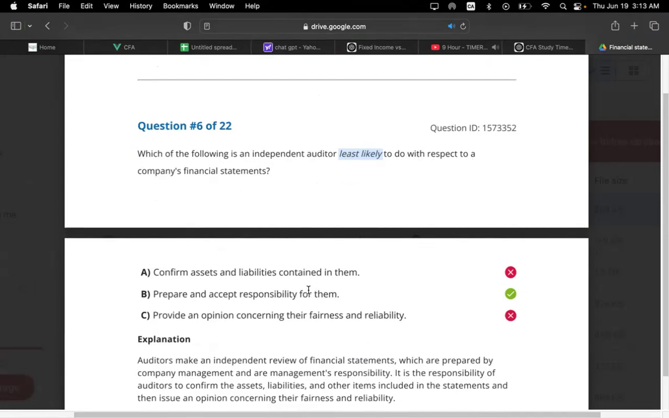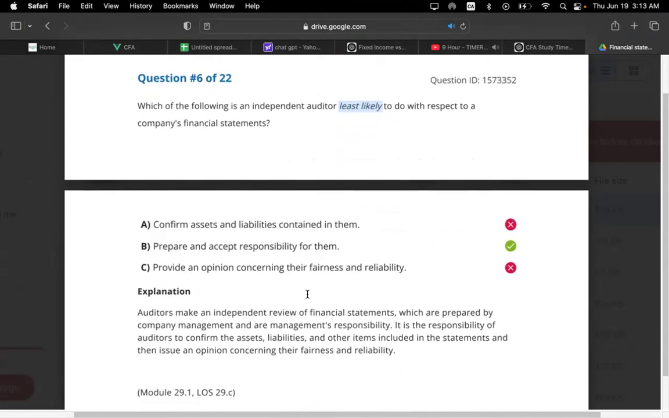The responsibility is of the management. The auditor can only provide reasonable assurance. We can reasonably assure you, but we cannot provide you a guarantee. We cannot take responsibility. We cannot claim this.